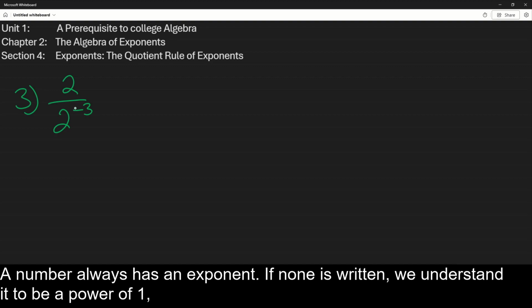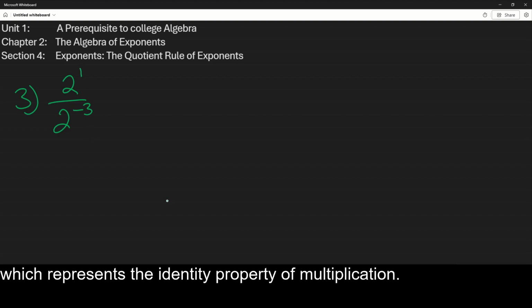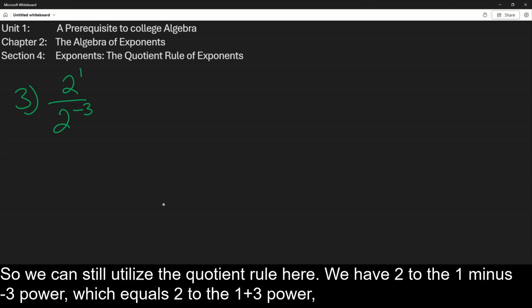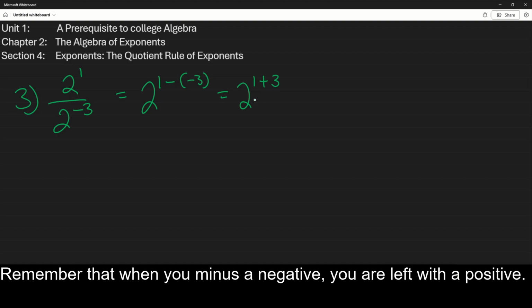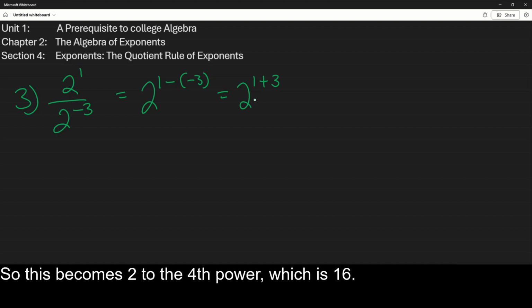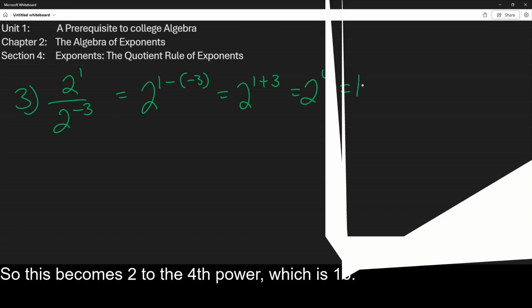Number 3, 2 divided by 2 to the negative 3 power. A number always has an exponent. If none is written, we understand it to be a power of 1, which represents the identity property of multiplication. So we can still utilize the quotient rule here. We have 2 to the 1 minus negative 3 power, which equals 2 to the 1 plus 3 power. Remember that when you minus a negative, you are left with a positive. So this becomes 2 to the 4th power, which is 16.